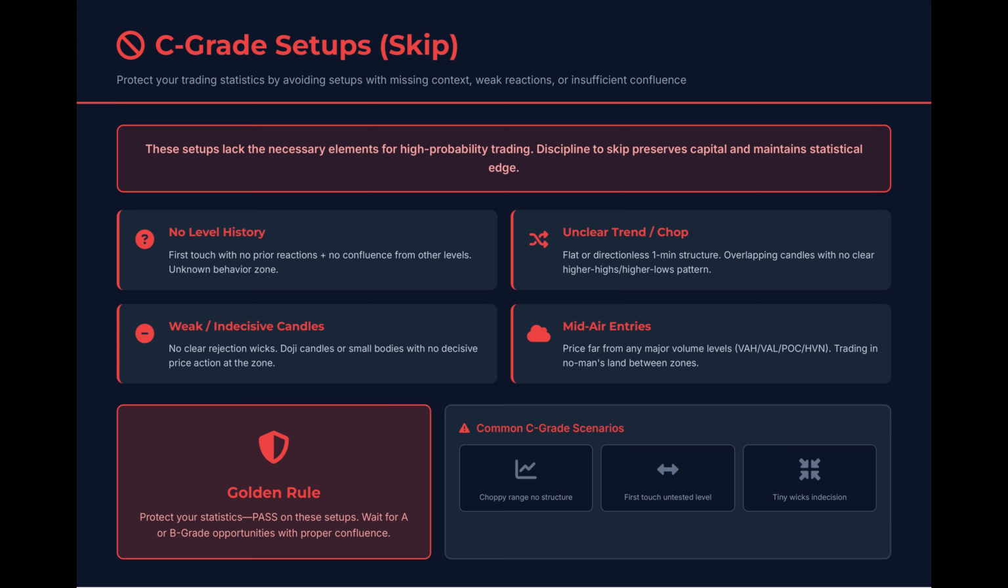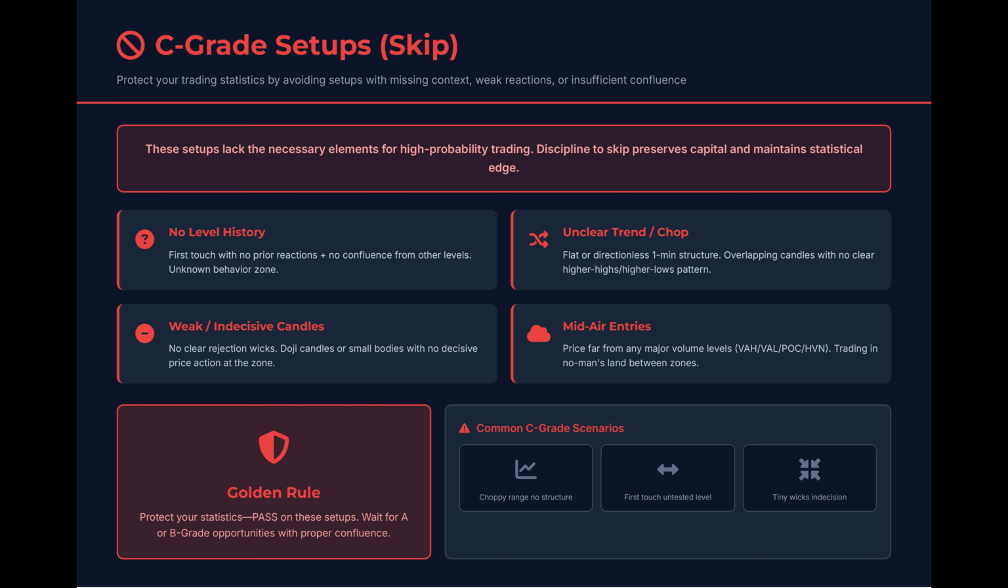Every time you skip a C-grade setup, you win. You didn't lose money. You didn't take a stop loss. You didn't damage your emotional state with a frustrating, choppy trade. That's a victory. Celebrate the discipline to do nothing. I want you to internalize this concept deeply. Not trading is a trading decision. Choosing to skip a C-grade setup is an active, professional choice that protects your capital and keeps you ready for A-grade setups when they appear.